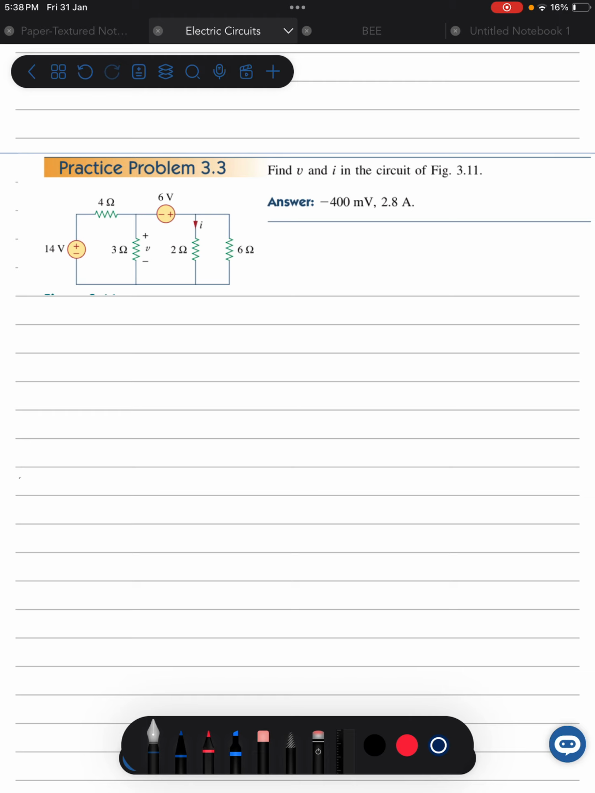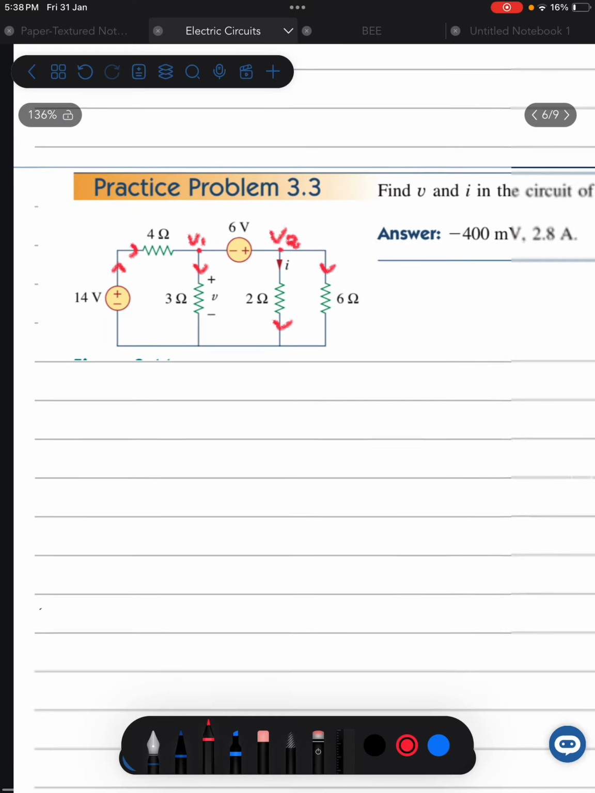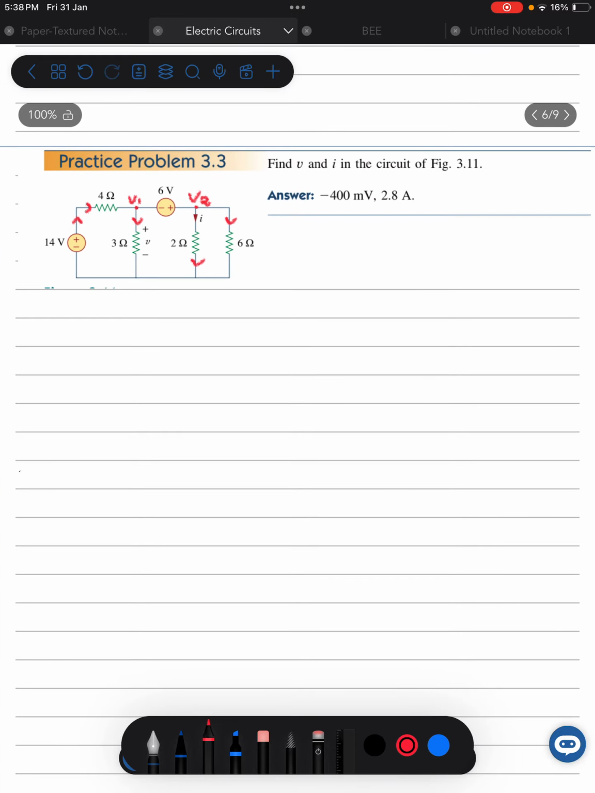Okay, so the very first step is to identify the direction of current flowing in the circuit. We can name this node V1, and this node V2. The current comes from the source, from the battery, goes into the 4 ohm resistor, and goes here. As we can see, we have a case of supernode in this practice problem 3.3.